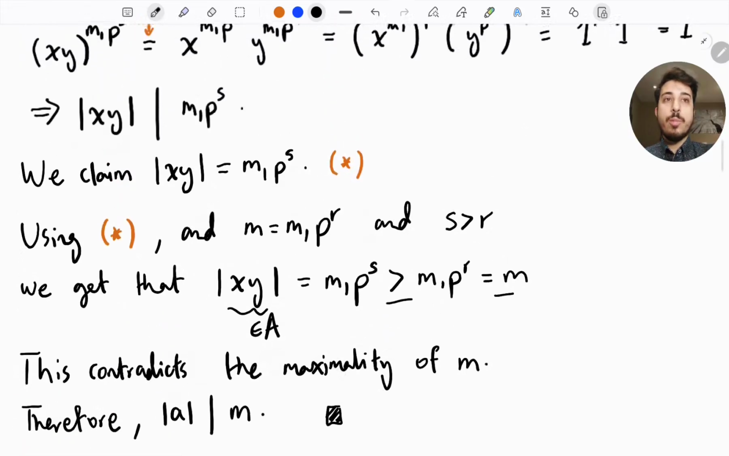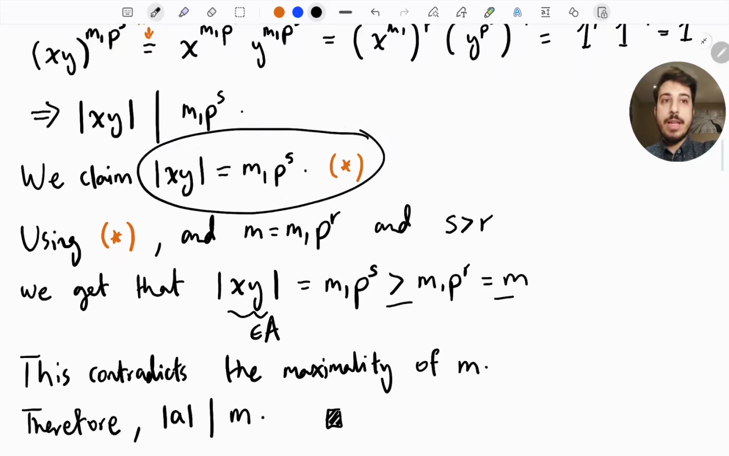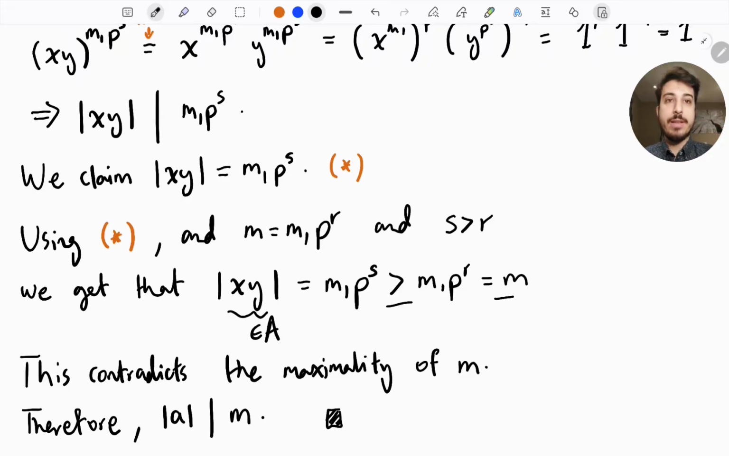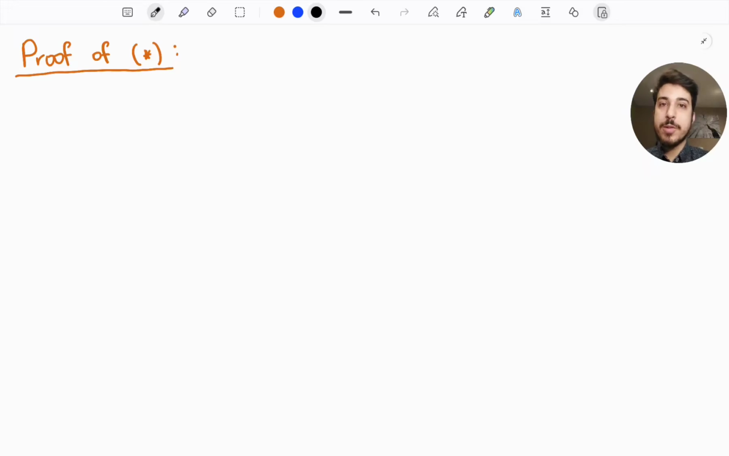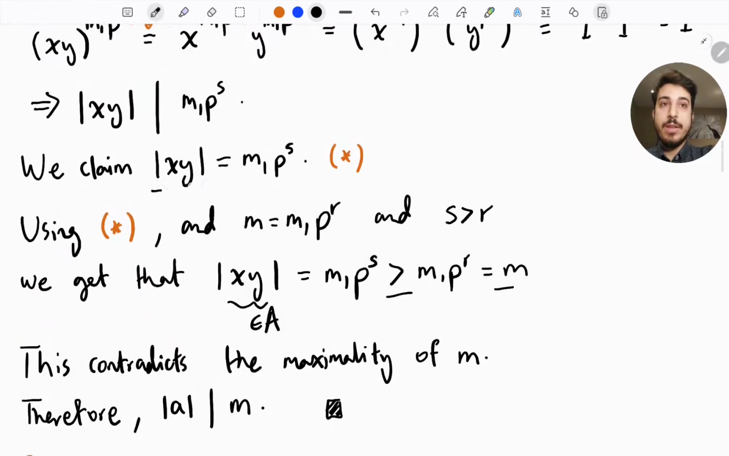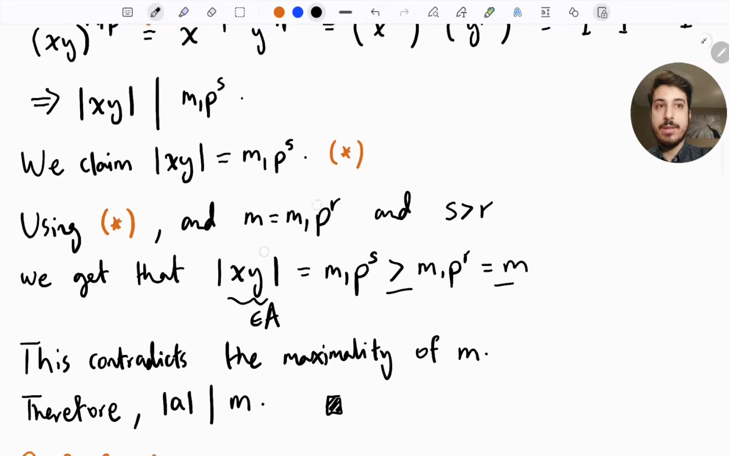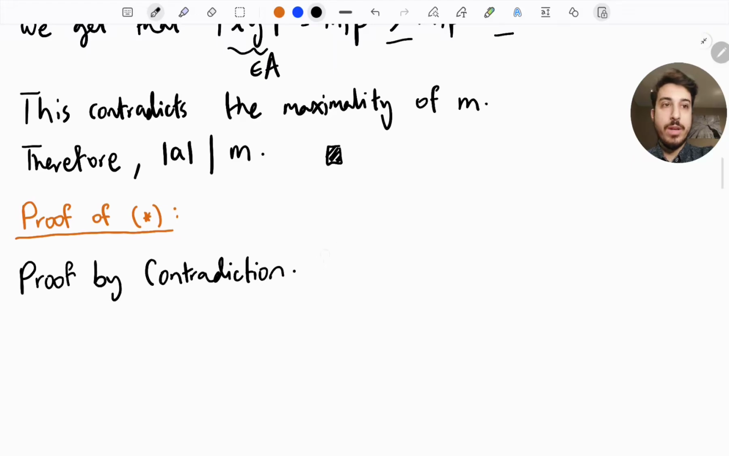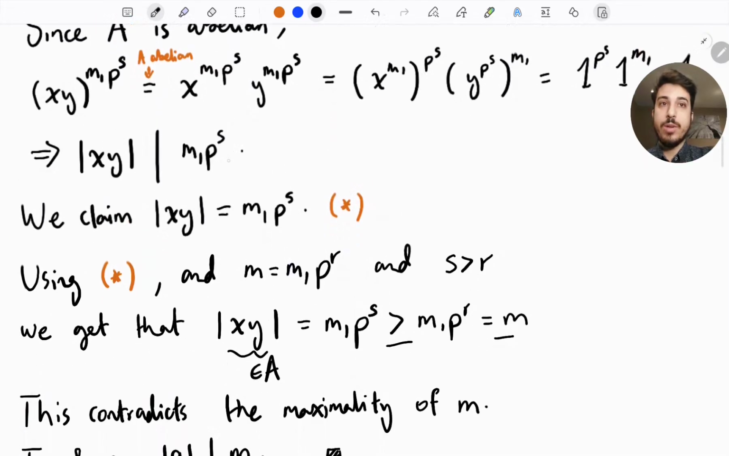But now we need to go back and prove the claim that the order of xy not only does it divide m1 p^s, but equals m1 p to the s. The proof of this claim will also be done by contradiction. What we would like to prove is that the order of xy is equal to m1 times p to the s. So we will suppose the opposite. We already know that the order of xy divides m1 times p to the s.